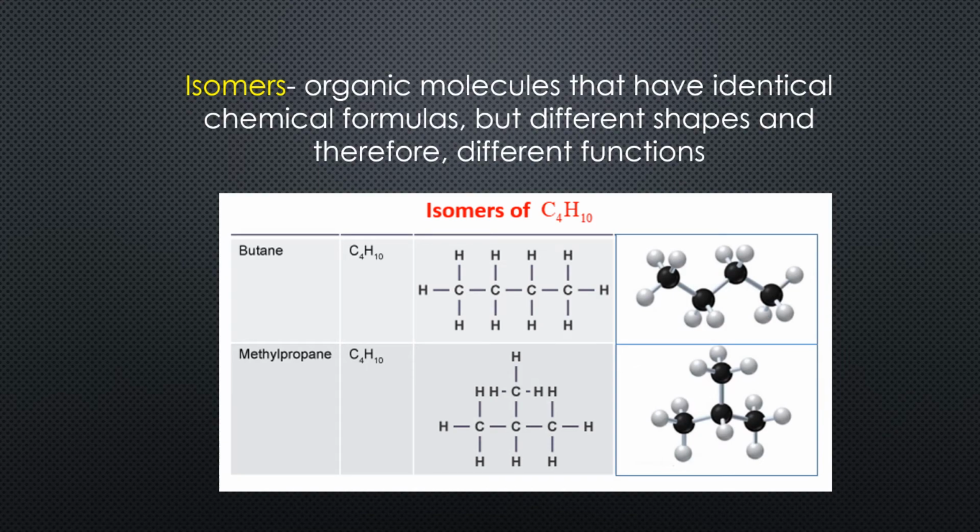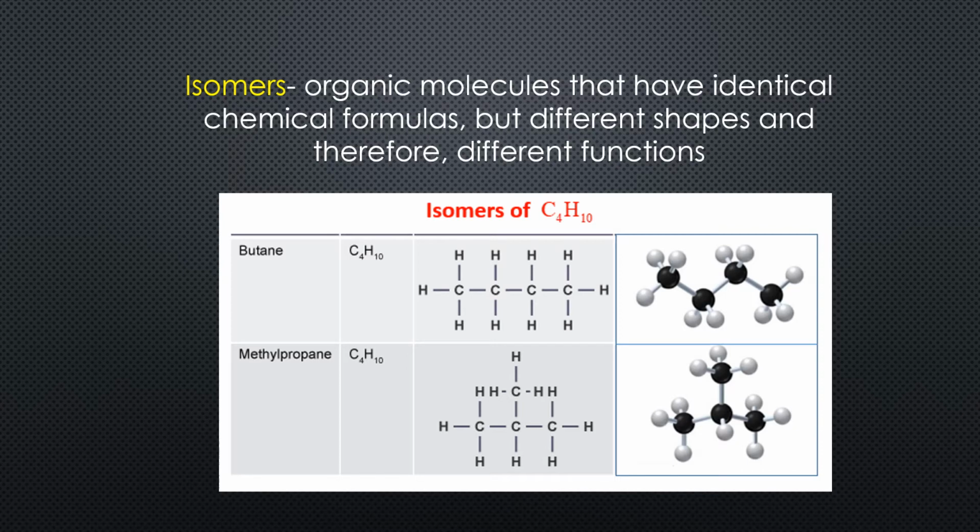So just something else that you'll need to know is what we call isomers. And isomers are organic molecules that have the identical chemical formula, but different shapes. And remember, we talked about how shapes or structure informs us about the function of a protein or of a particular biomolecule. Sorry, not just proteins, everything.